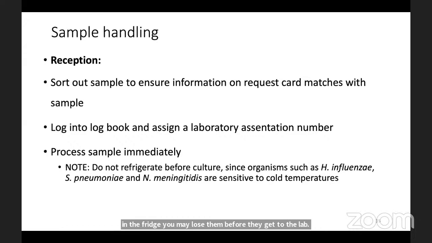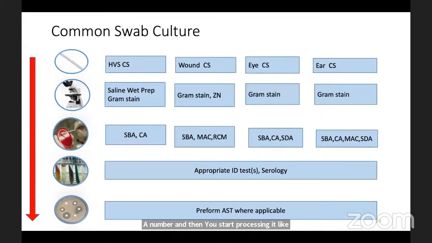All right. So once the sample gets to the lab, you sort it out, you give it a number, and then you start processing it. Like we said, you don't have to refrigerate it. So I tried to do a combo of a few of the swabs, and let's see how it goes through. This is the direction from here down. So your swab comes to the lab.